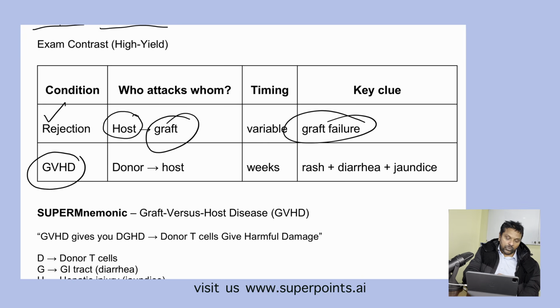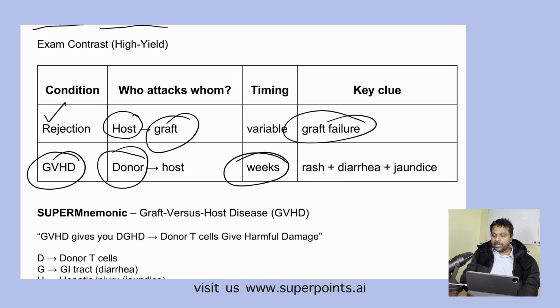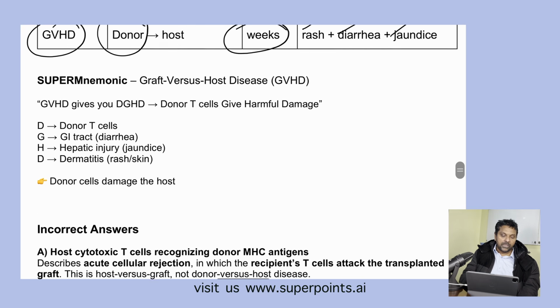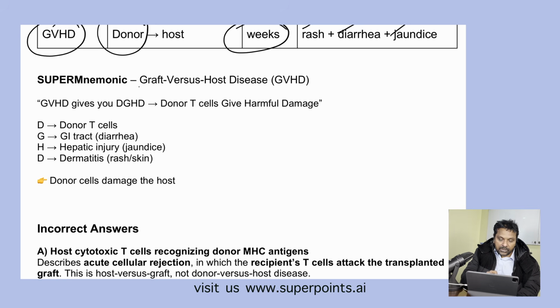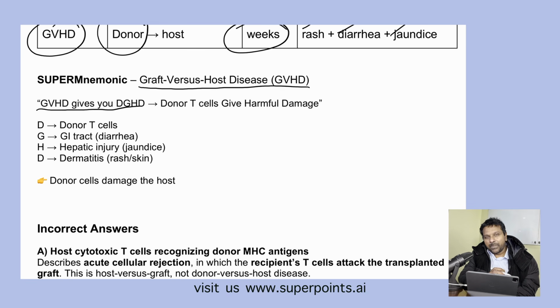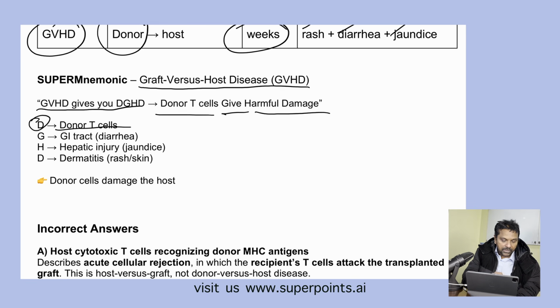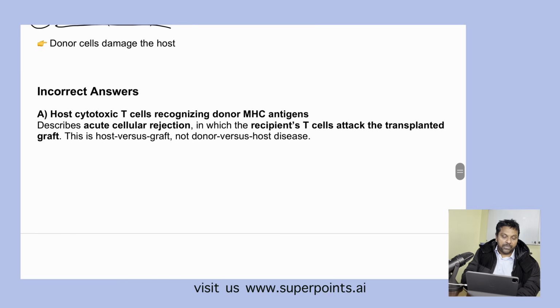Whereas in graft versus host disease, the donor is attacking the host. This usually happens within weeks, and rash, diarrhea, and jaundice happen. So the mnemonic here: GVHD gives you DGHD. That is, donor T cells give harmful damage. D for donor T cells, G for GI tract, H for hepatic injury, and D for dermatitis. So donor cells damage the tissue.